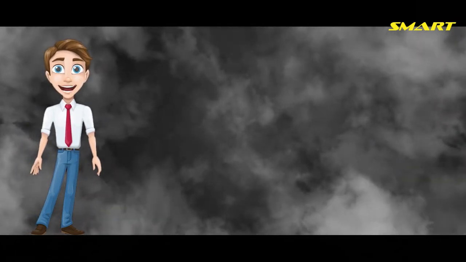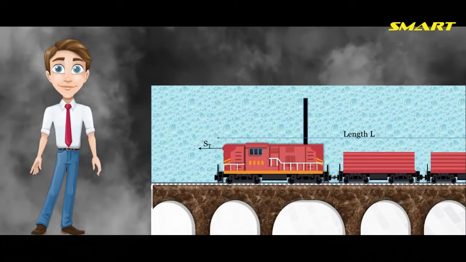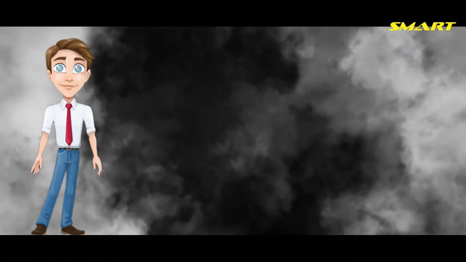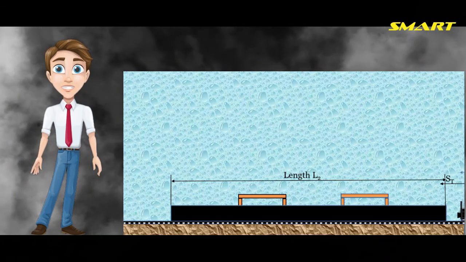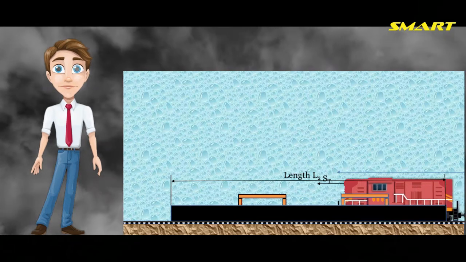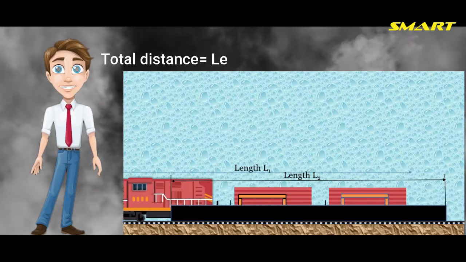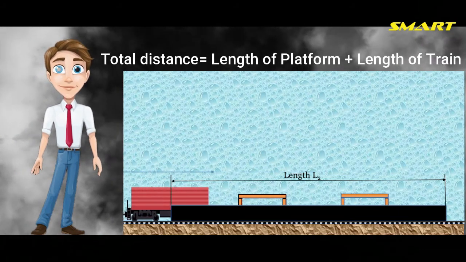For example, if the train is crossing a lamppost like this, here the length of the train is considered as distance. And in this one, the train is crossing a platform, which means we know the platform is having a length and the train is also having a length. So we'll consider the total distance to be covered as length of platform plus length of train.